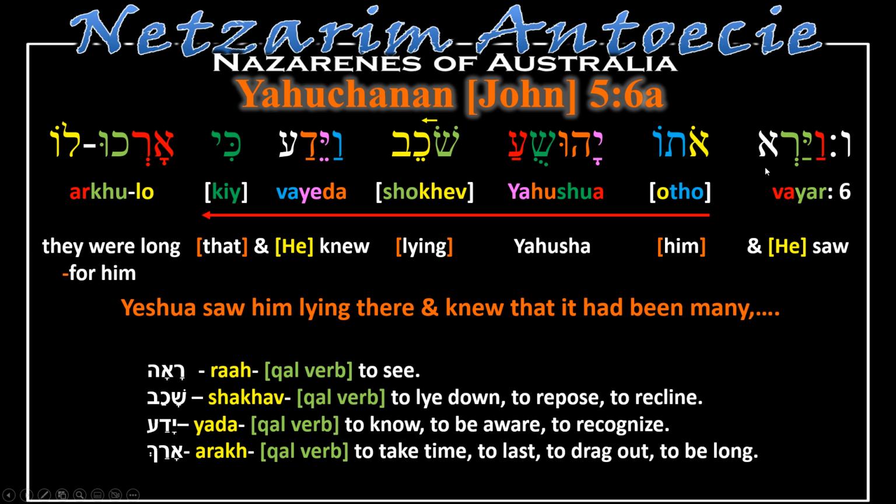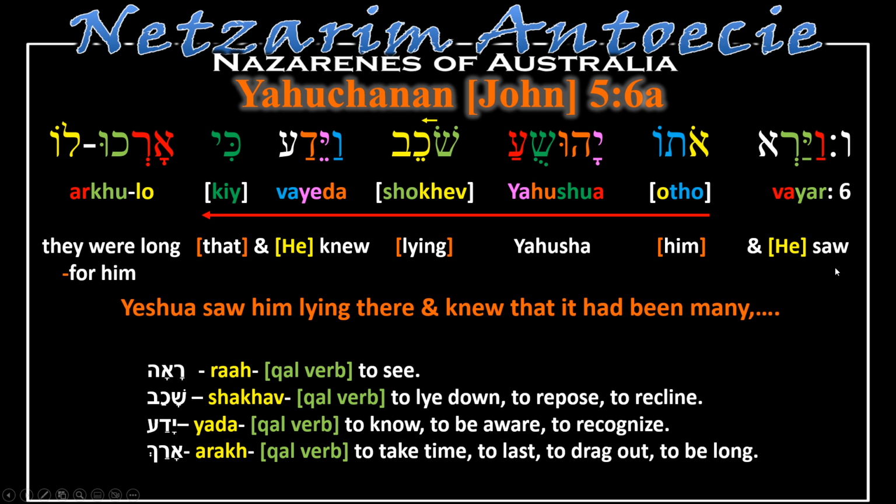Vav, yod, resh, aleph. Aleph, tav, vav, yod, hey, vav, shin, there should be a dot right there. Ayin, shin, kaf, vet, vav, yod, dalet, ayin, kaf, yod, aleph, resh, kaf, vav, lamed, and vav. So let's read it. Vayar, and he saw.